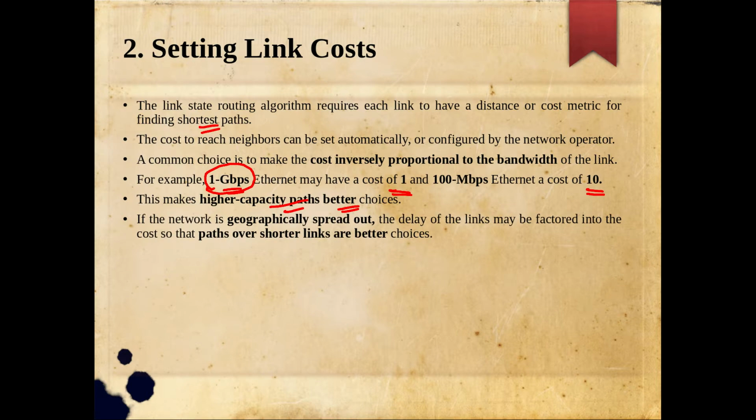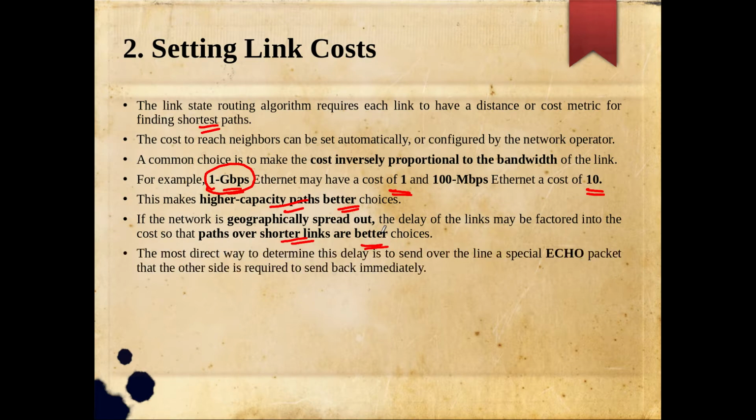Now another way is this: if the network is geographically spread out over an area, the delay of the links may be factored into the cost, so that paths over shorter links are better choices. The path with the shorter link means the minimum delay, and shorter delay is better. For that you have to find out the delay and accordingly give the cost. So how to find out the delay? Usually you can make use of echo packets, just like the hello we used in the previous case.